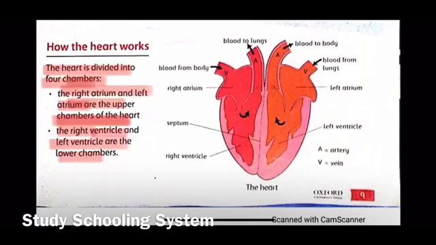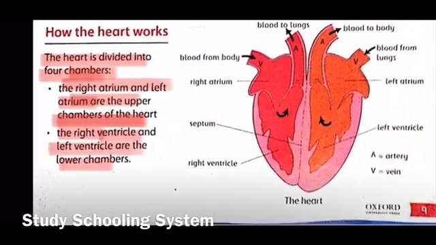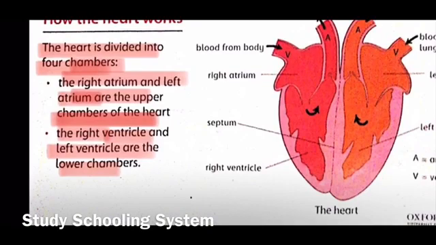And then your last question is, what are the chambers of the heart and how are they divided? So this answer is pretty easy. You're not going to write the whole thing, but you'll frame it better. But this is the answer. It says the heart is divided into four chambers. The right and left atrium are the upper chambers of the heart, and the right and left ventricles are the lower chambers of the heart.